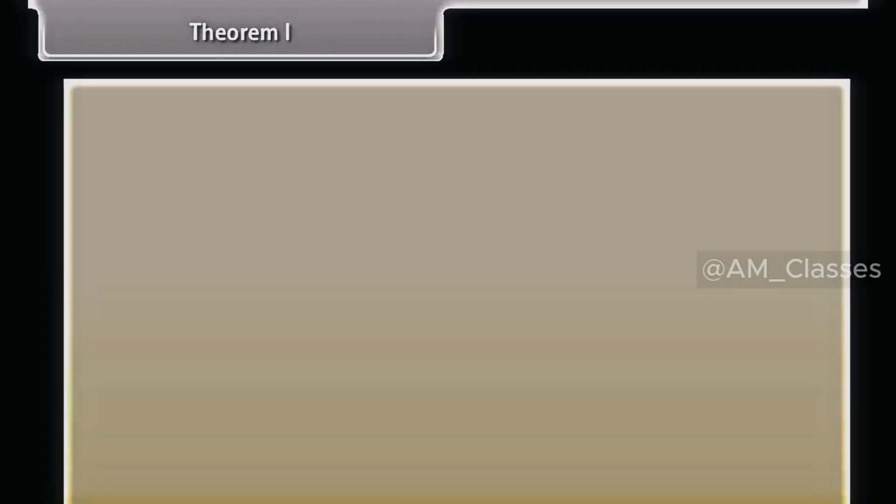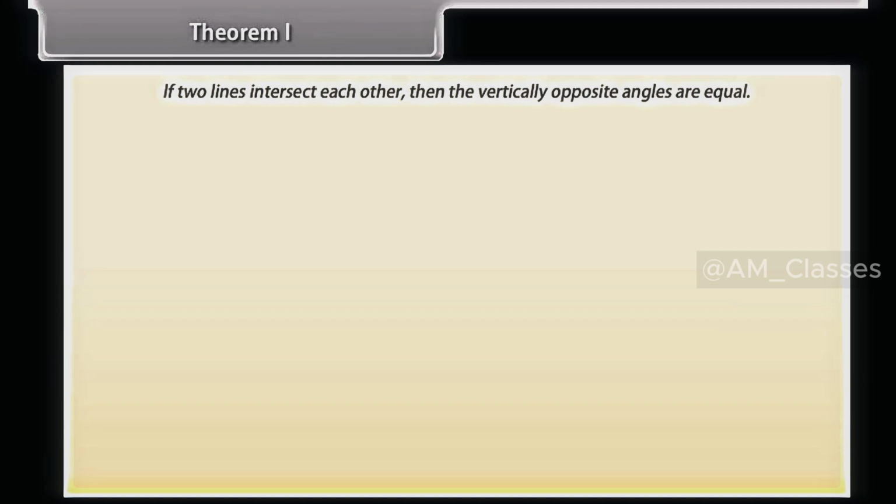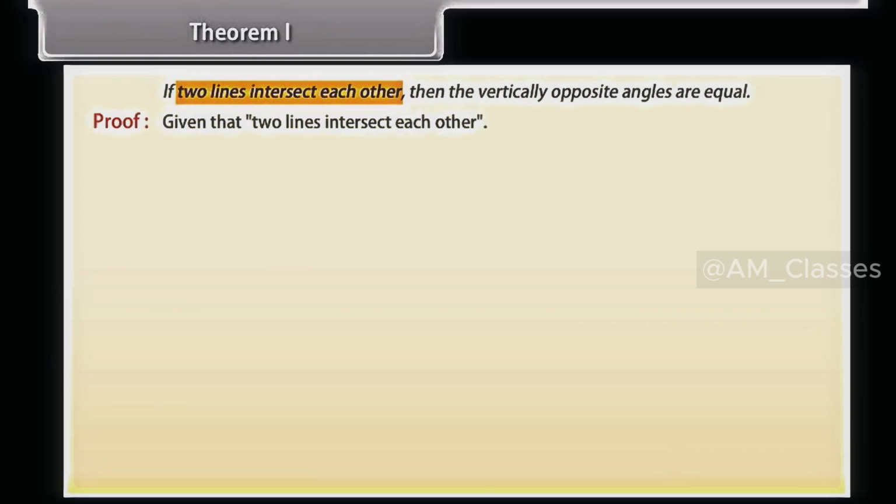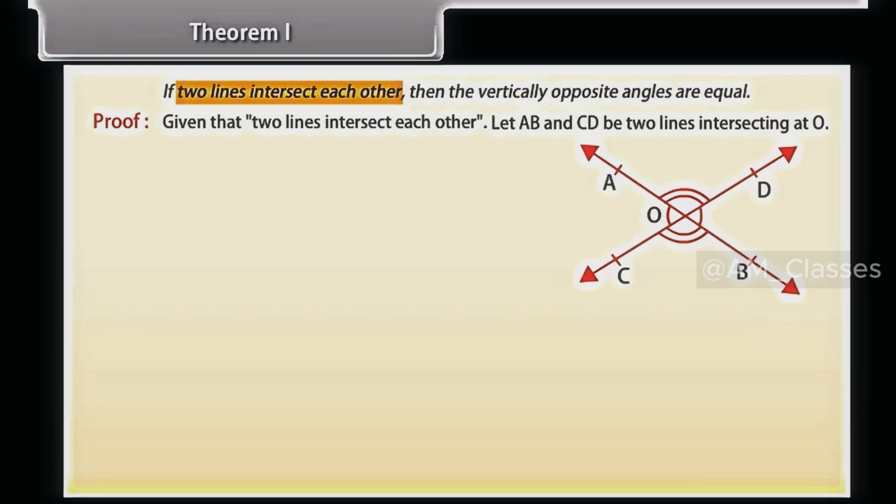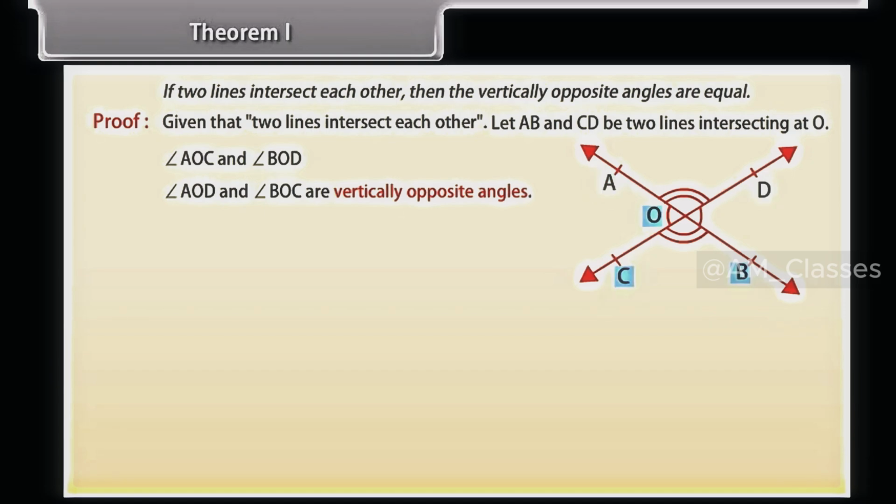Theorem 1. If two lines intersect each other, then the vertically opposite angles are equal. Let's prove this theorem. In this statement, it is given that two lines intersect each other. So, let AB and CD be two lines intersecting at O. They lead to two pairs of vertically opposite angles, namely angle AOC and angle BOD, angle AOD and angle BOC. We need to prove that angle AOC is equal to angle BOD and angle AOD is equal to angle BOC.